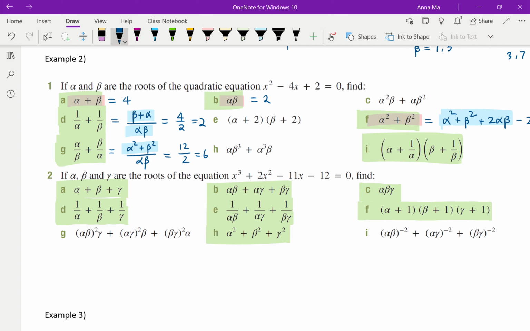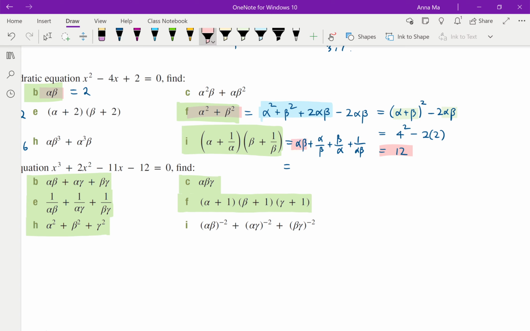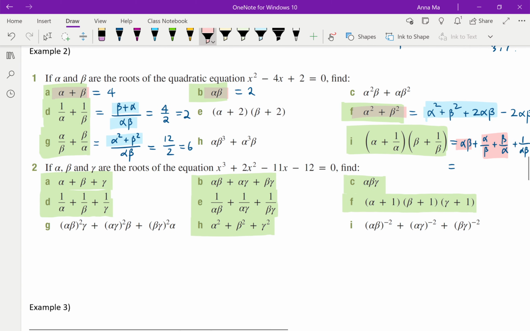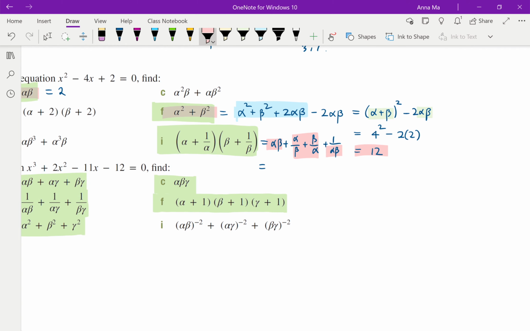And then for question I, 2 brackets. I'm thinking of expanding them together. So alpha beta plus alpha on beta plus beta on alpha plus 1 on alpha beta. Now that expression I know from the previous question. That was actually the answer for part G, wasn't it? It's 6. And I already know what that is. So it's 2 plus 6 plus 1 on 2. And that is just 8.5.